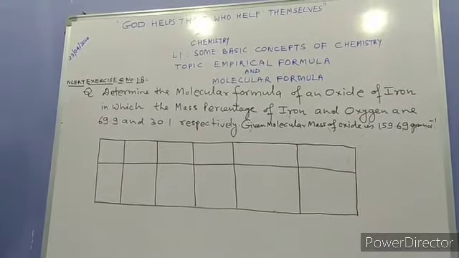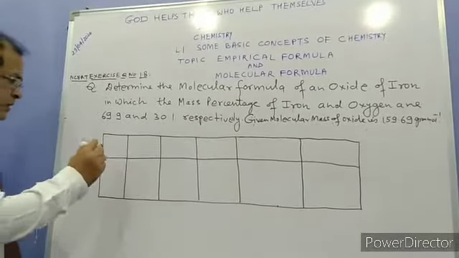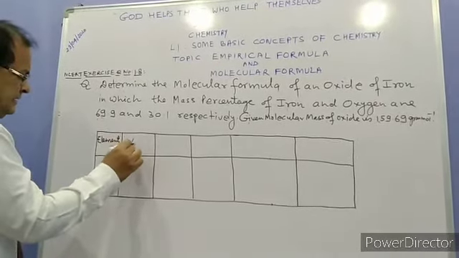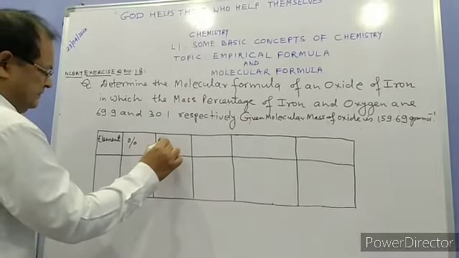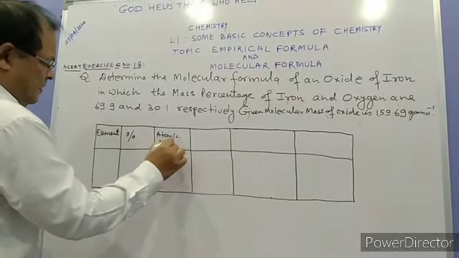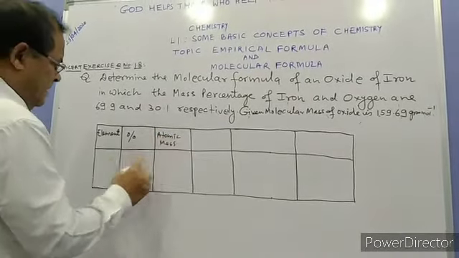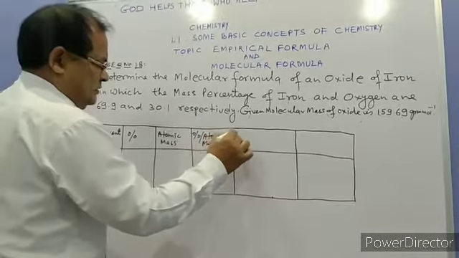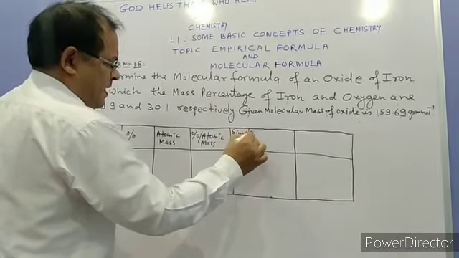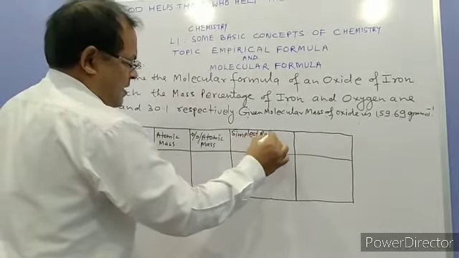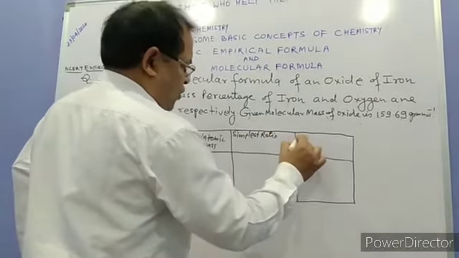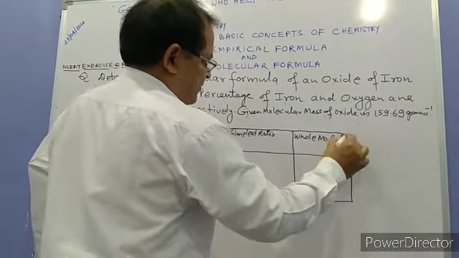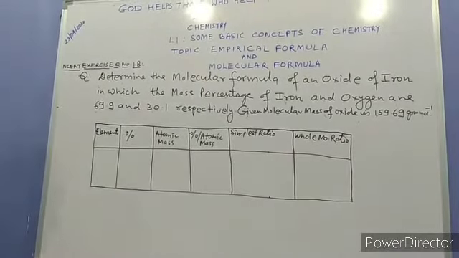We have to formulate a table like this. First element, percentage, atomic mass, percent upon atomic mass, simplest ratio, whole number ratio.